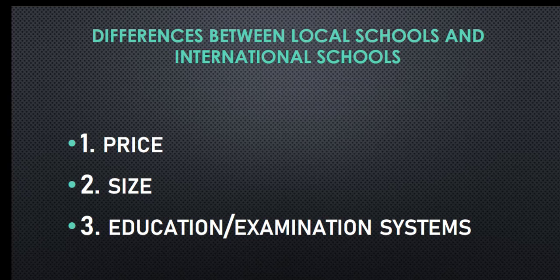So third is education and examination system. Now the reason why there is a difference between local schools and international schools, I found out that the educational and examination systems are two very different things. Local schools are only Malaysian. Okay, Malaysian education system. So all the lessons, I'm talking about local schools here, will be in Malay except English.